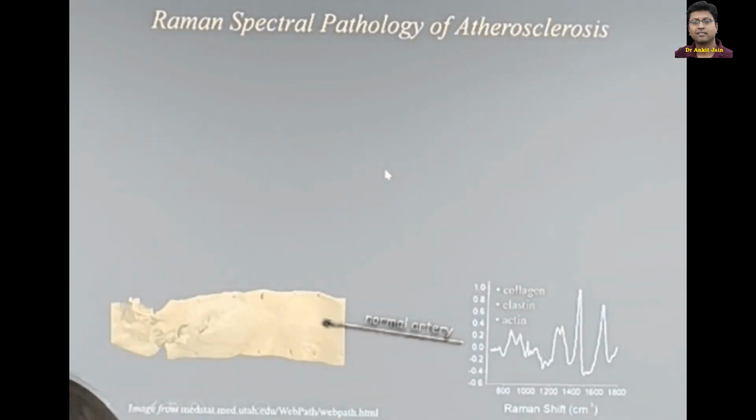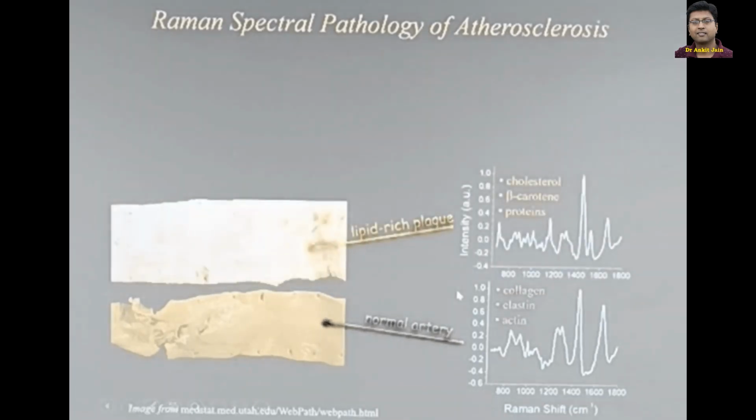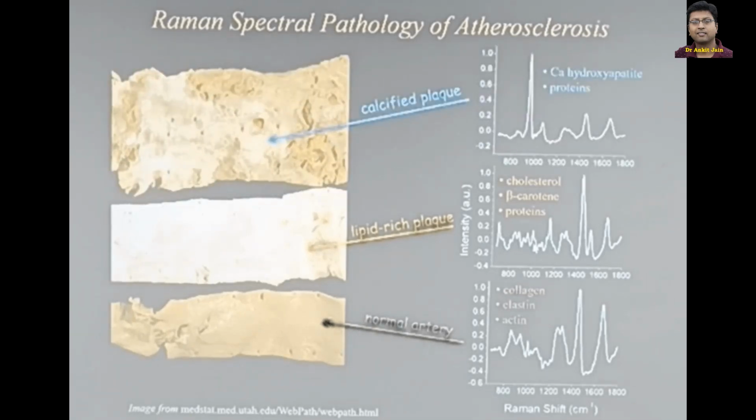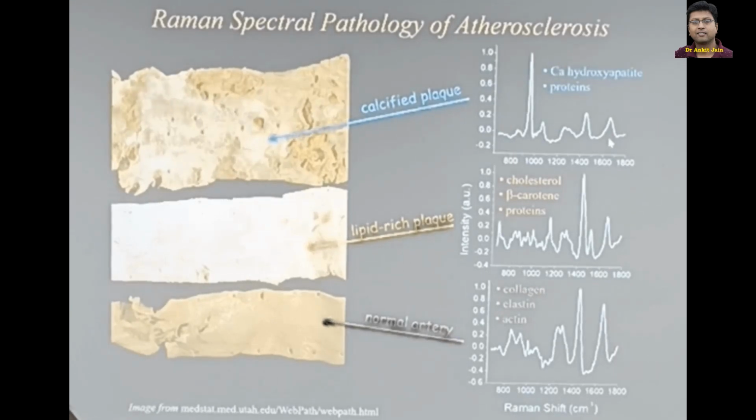So let us see some data from a healthy normal artery. It has different peaks, and these peaks correspond to collagen, elastin and actin. But if you have a lipid enriched plaque, then you have more peaks of beta carotenes, proteins and cholesterol in it. If it is already a calcified plaque, then you will start seeing very clear peaks of calcium hydroxyapatite and proteins. So you will be able to see very clear peaks showing calcified plaque. So this is all non-destructive testing that can be done.